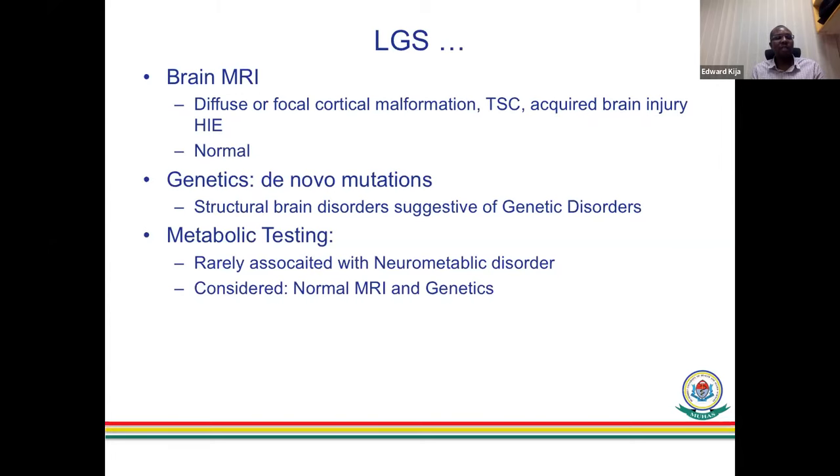Some de novo mutations have been reported in patients with LGS. And it should be suspected in patients who have a structural brain disorder which is suggestive of a genetic disorder, such as specific types of the lissencephalies. Metabolic testing is rarely positive, and there have been very rare cases of neurometabolic disorder which have been associated with LGS. It should only be considered when the MRI is normal and the genetic studies do not reveal any pathogenic genetic mutations.